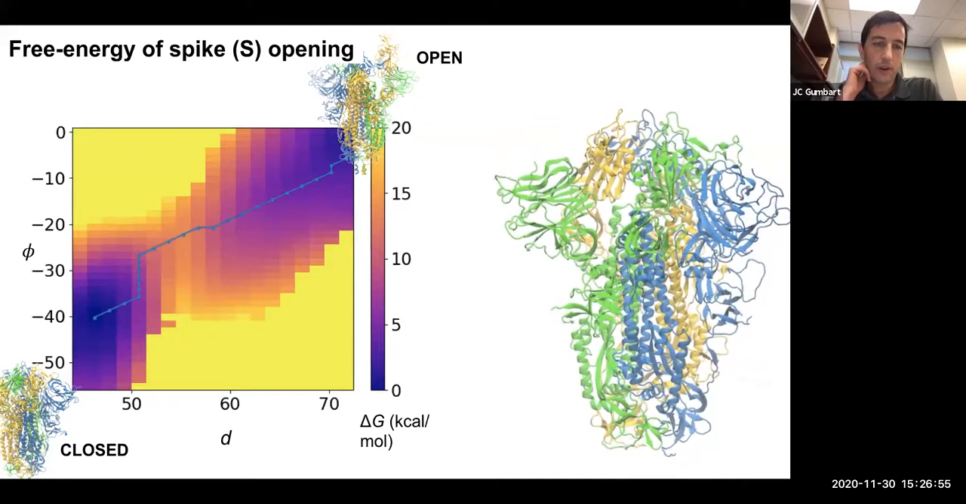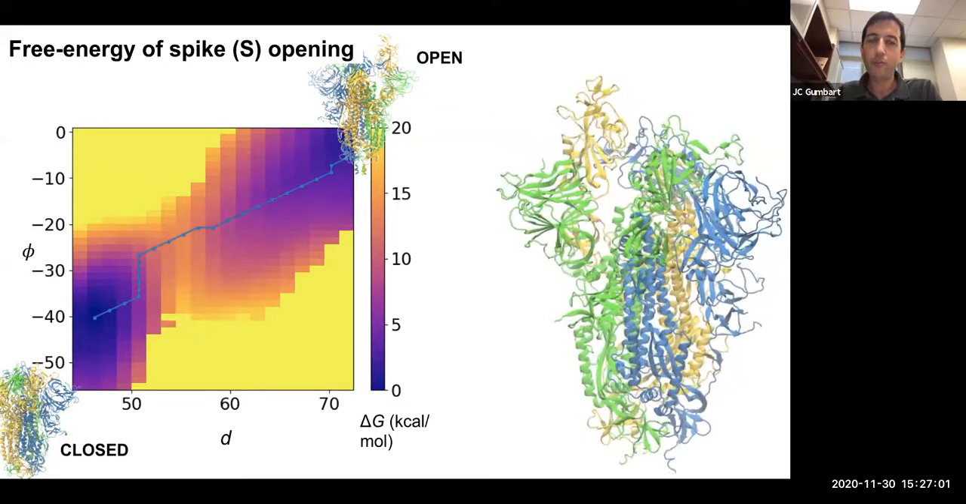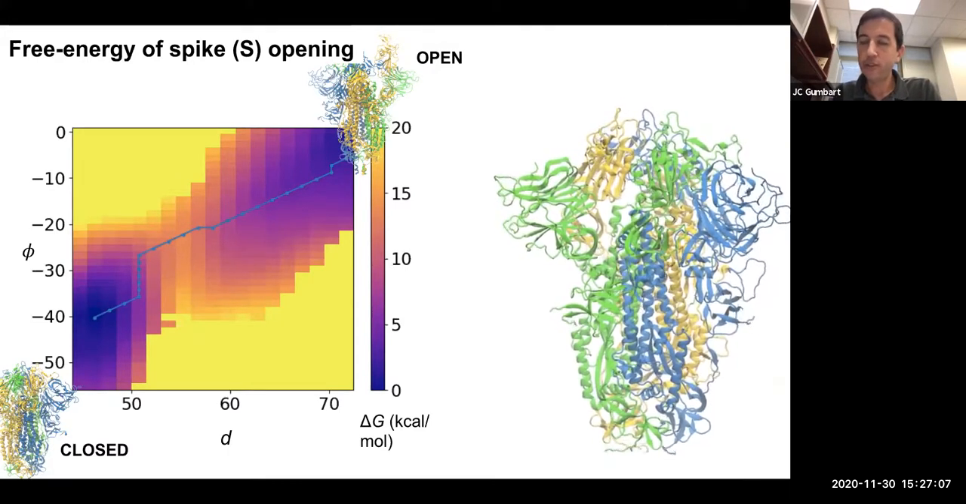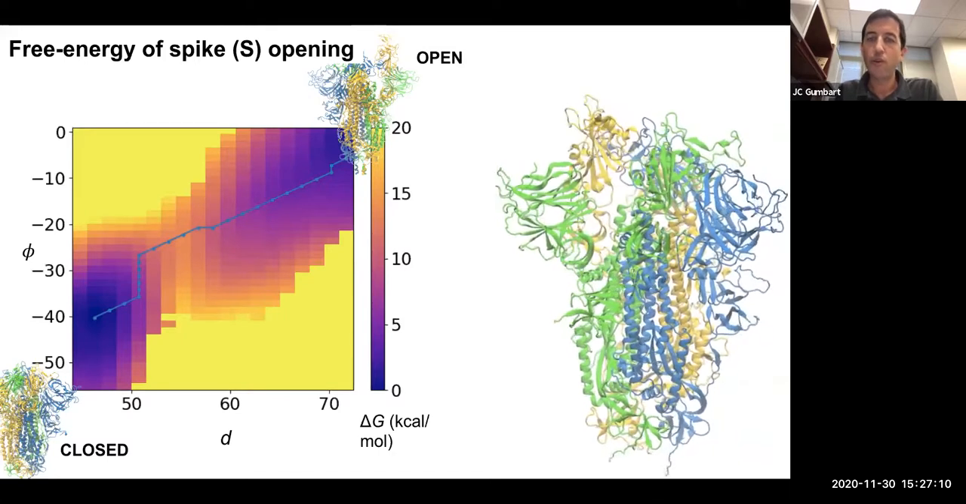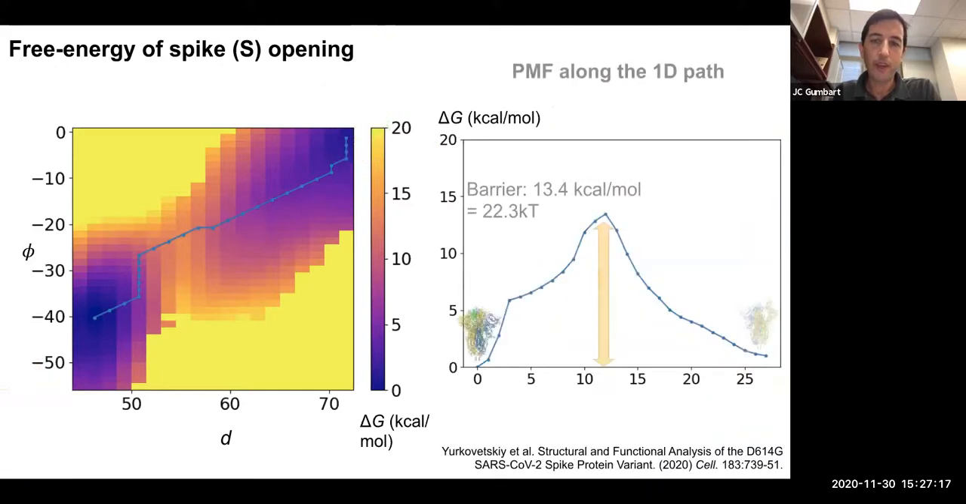Okay, so looking for myself at least, you can get some idea from looking at a 2D potential of mean force, but I don't always get a sense of the numbers so precisely. So we like to project this onto a 1D pathway. You can see there, this least free energy pathway here looks something like this, again going from closed on the left to open on the right. We can see that the barrier to opening in this case was 13 kcal per mole, or about 22 kT. And the difference in free energy between the end states is about 1 kcal per mole.